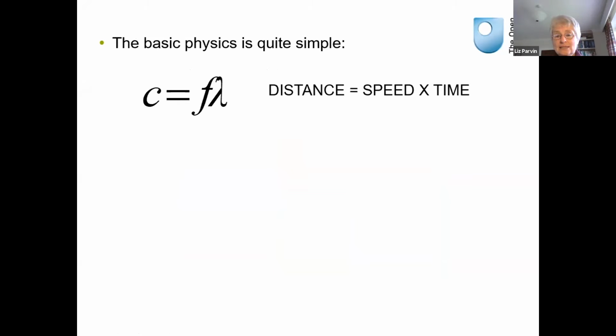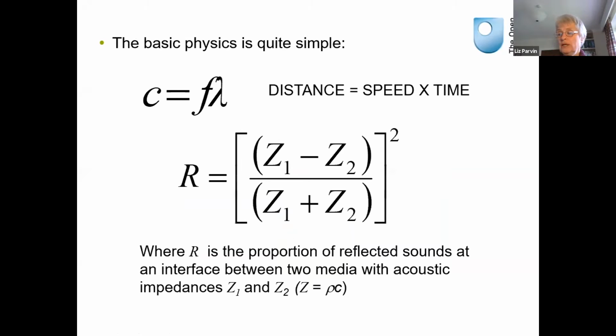Another one, distance equals speed times time. This is school physics, and you need that because you need to work out how far the pulse has gone before it came back, and therefore where the boundary is. Then we also have an equation you might not be quite so familiar with, which is the amount of reflected sound at an interface between two tissues.